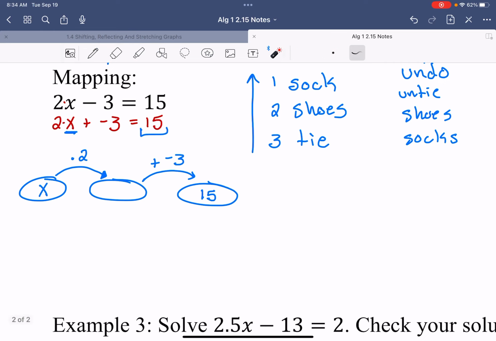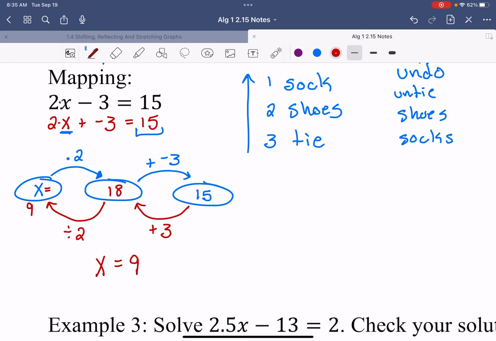So here, in this original order, we took the x, multiplied by 2, and then added the negative 3. To undo, we need to do it backwards. So I need to go to that 15. The opposite of adding a negative 3 is adding a positive 3. So I take my 15 and I add 3, which is 18. Then to get from this bubble to this bubble, I need to undo this multiply by 2. Undo multiply by 2 is divide by 2. 18 divided by 2 is 9. So this tells me that my x has to be 9.